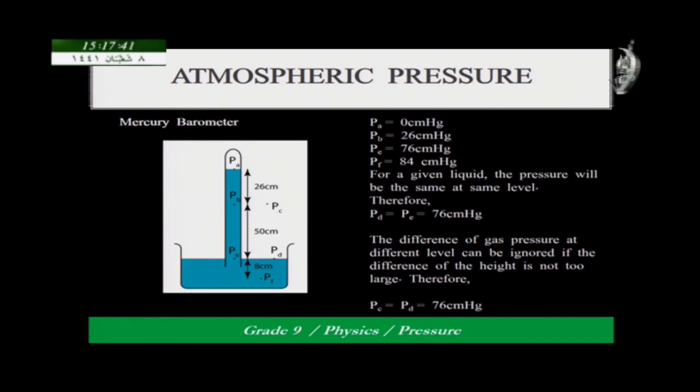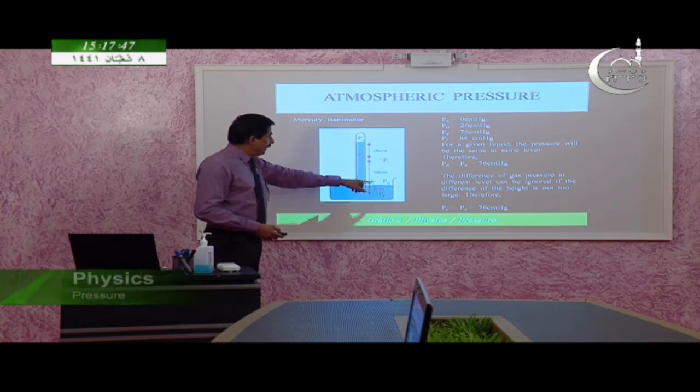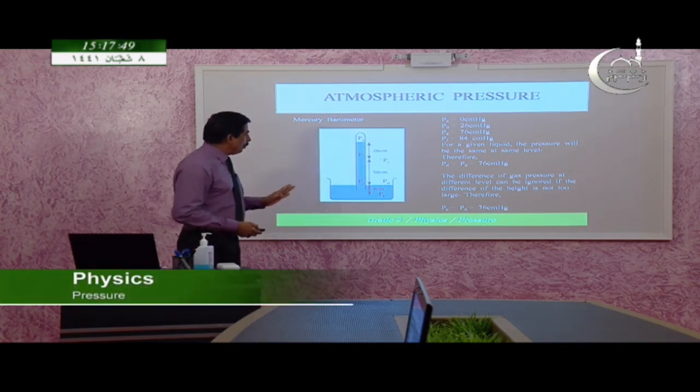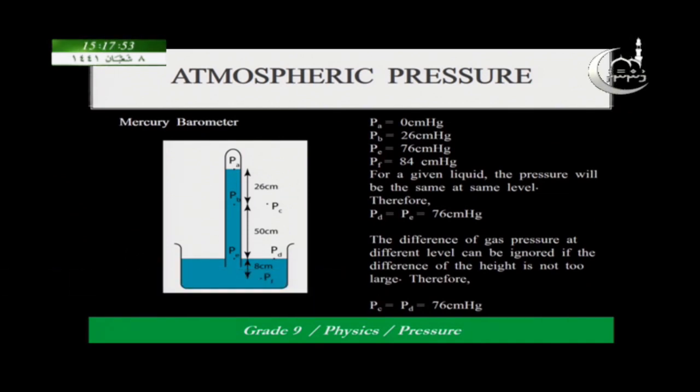Here, there is another barometer. We are marking some points A, B, C, D, E, F. We should know the pressure at each and every point. As I already told you, at the top it's vacuum. So what is the pressure at this point, PA? PA is 0 centimeter of mercury.